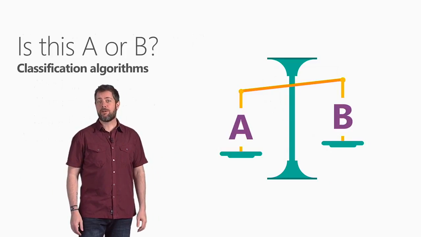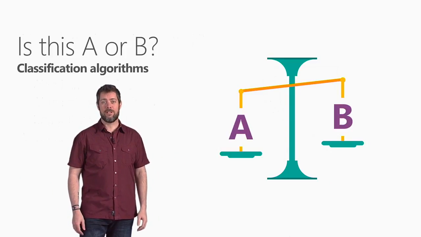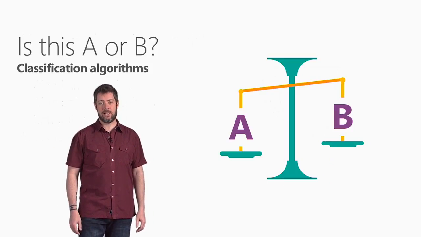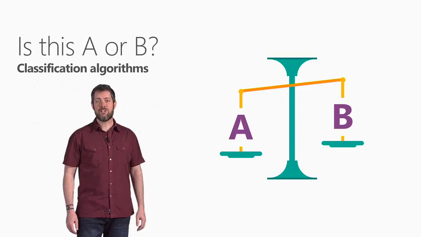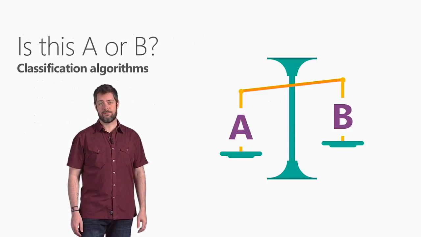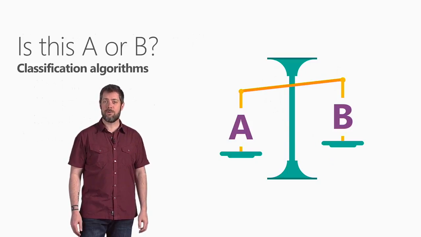This question can also be rephrased to include more than 2 options. Is this A or B or C or D? And this is called multi-class classification. It's useful when you have several or even several thousand possible answers. Multi-class classification will go through and choose the most likely one.